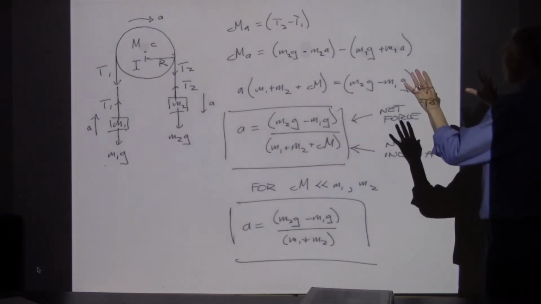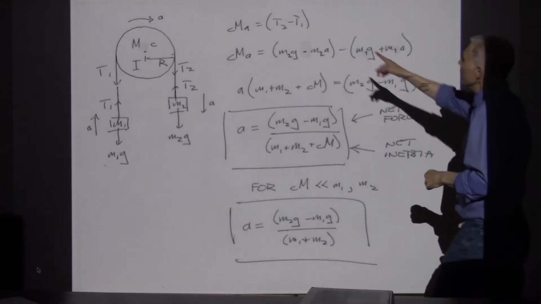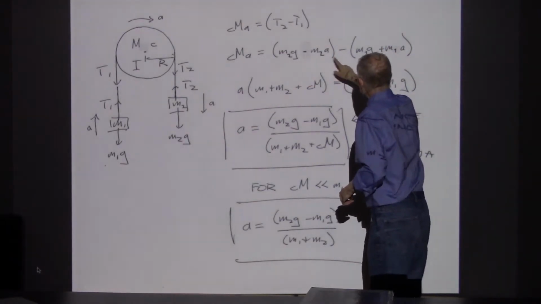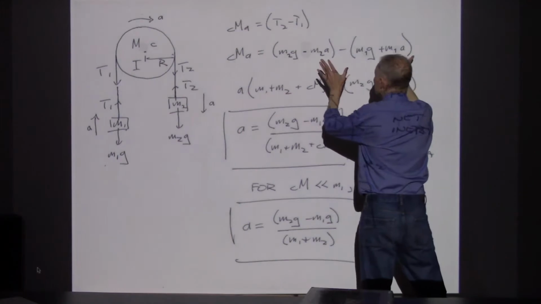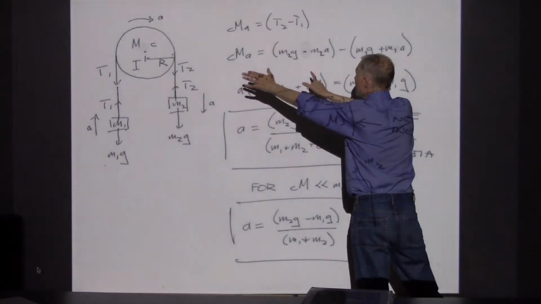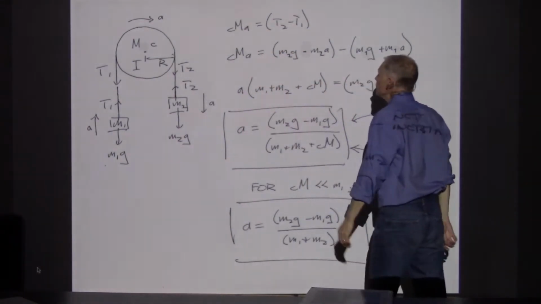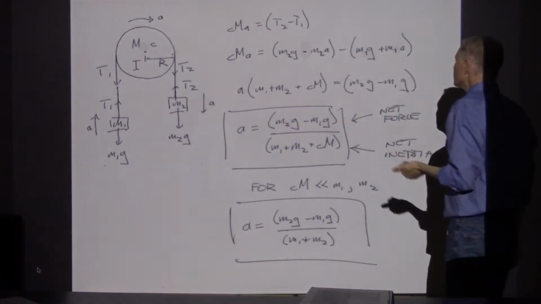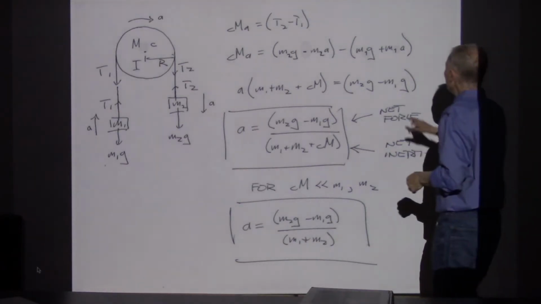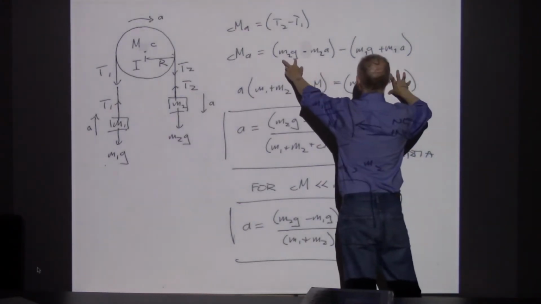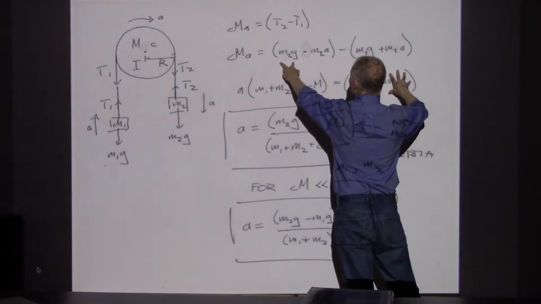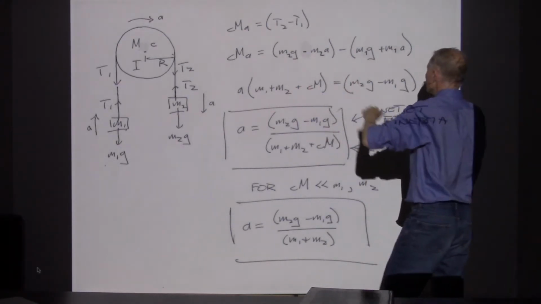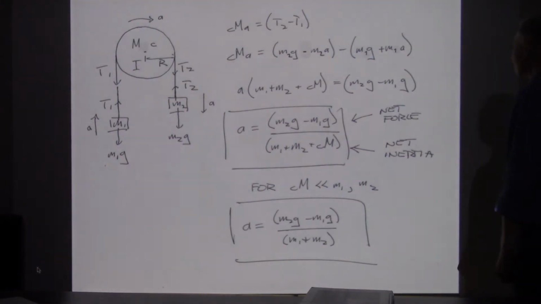So putting all of those together, I can see I've got factors of A on the left side. I have a factor of A here, I have a factor of A here. I can take those terms, bring them to the left side, factor out the A, and everything on this side becomes A times (M1 plus M2 plus C times M). On the right side, M2G minus M1G is all that's left.